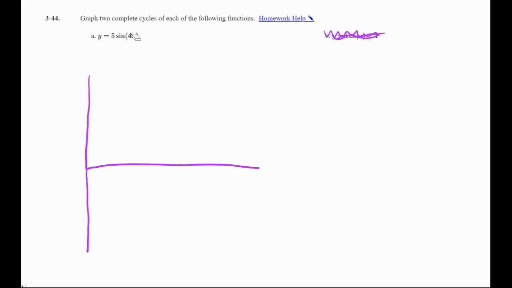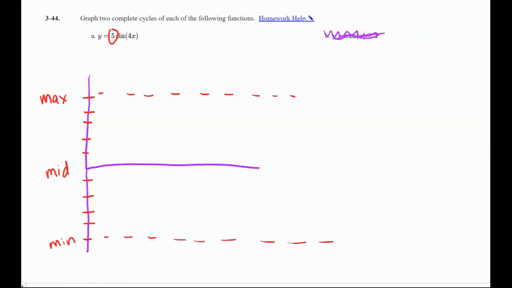I need to first look for where is the midline of my sine graph, which is the k value, which is over here, which there is none. So meaning my midline is actually going to be at y equals 0. Then I look for my amplitude, which is 5, which tells me I'm going to go up 1, 2, 3, 4, 5 units, and this is the highest. And down 1, 2, 3, 4, 5, and there is my lowest. So now I really should see that my entire graph goes from -5 to +5.